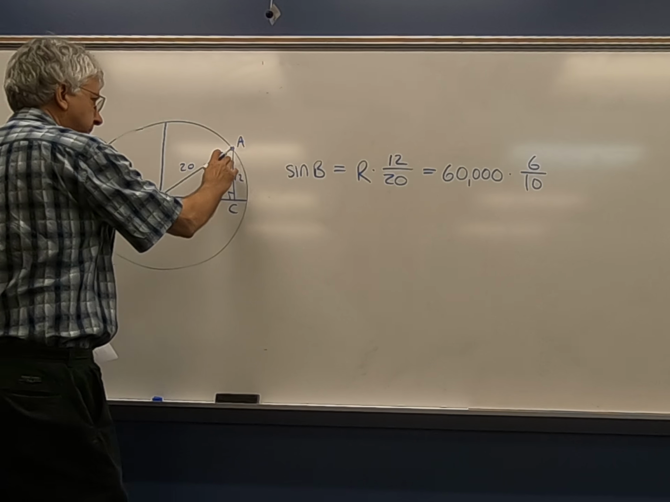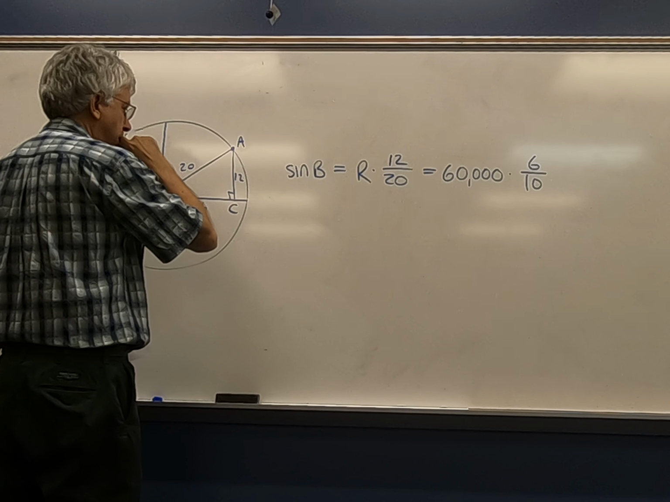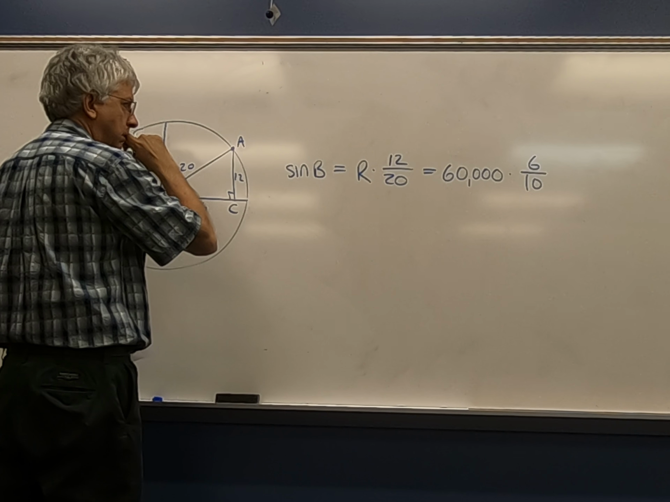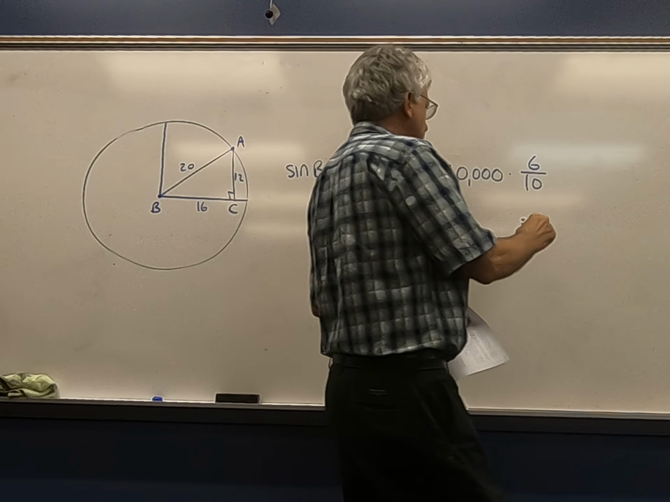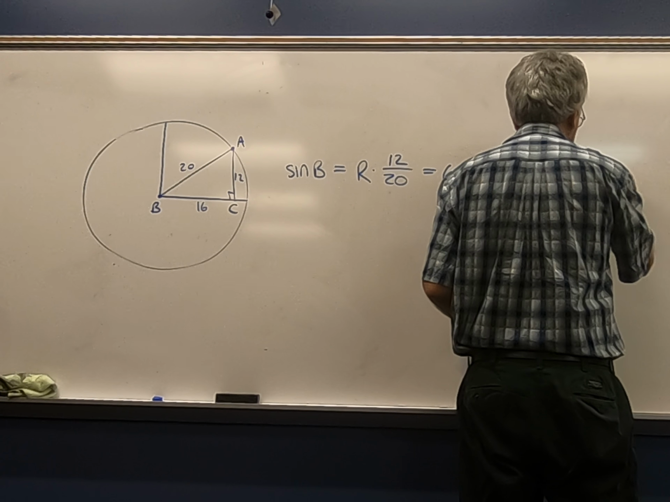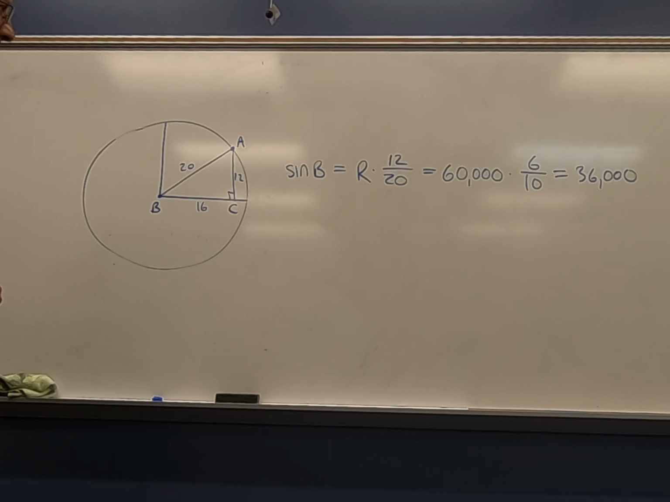So maybe B was up here. So then you'd have 8/10, 48. Oh no, this is right. Okay, so yeah, and so this comes out to 36,000. That's what you're supposed to get, right? As the sine of B.